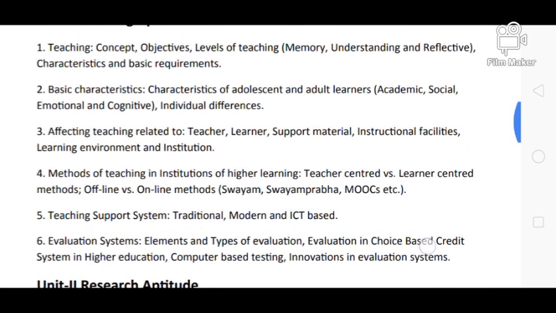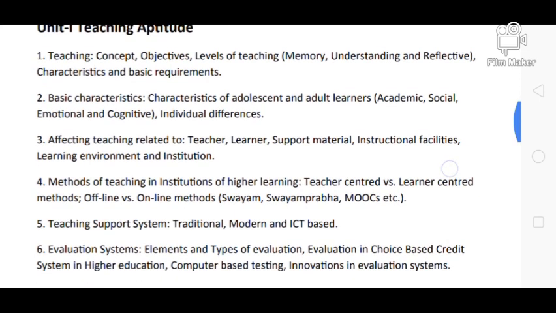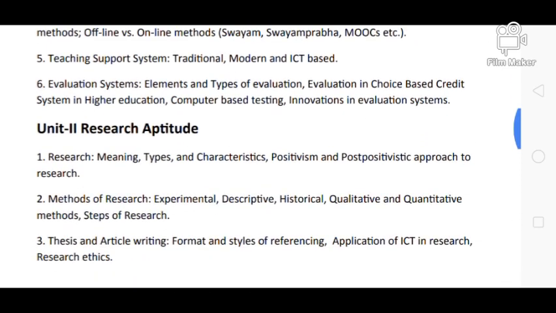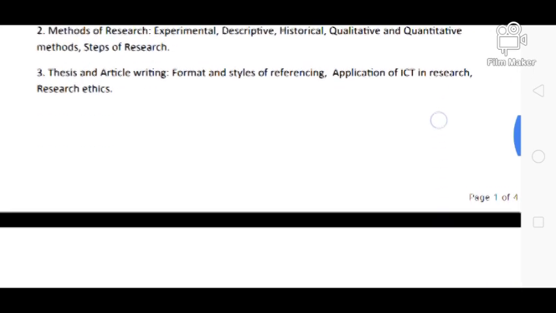Now let us see second unit. These are the syllabus of teaching aptitude. In the second unit, we have research aptitude. First point, we have research. Second, methods of research. Third, thesis and article writing.